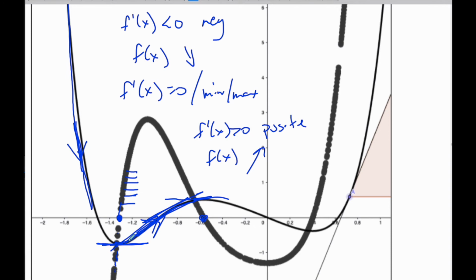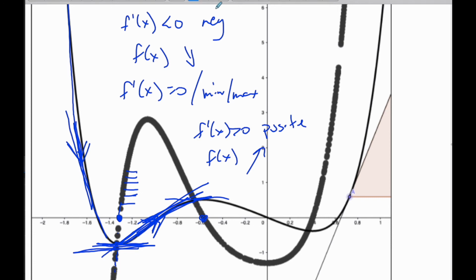So I have 0, I have the function itself. When I have a horizontal tangent line, the derivative is 0. If the tangent slopes are negative, that means the graph is decreasing. If the slopes are positive, that means the graph of f of x is increasing. Okay, so that's the analysis of the first derivative.